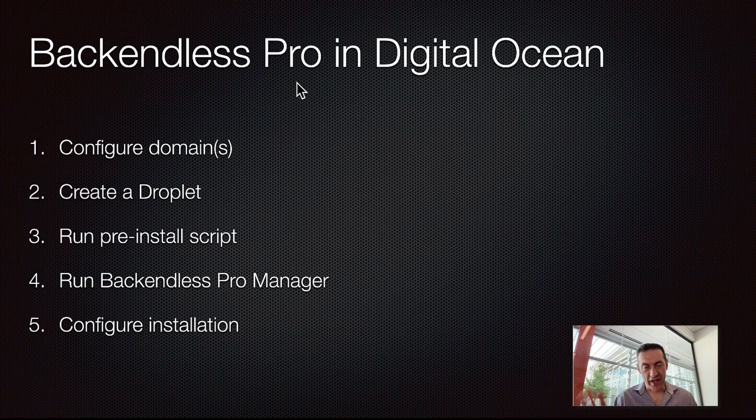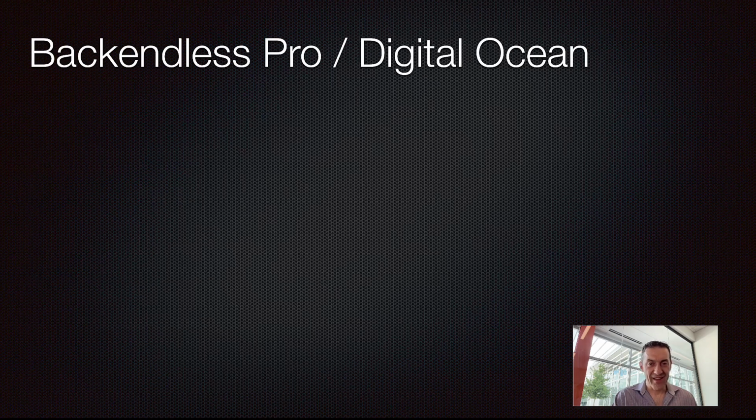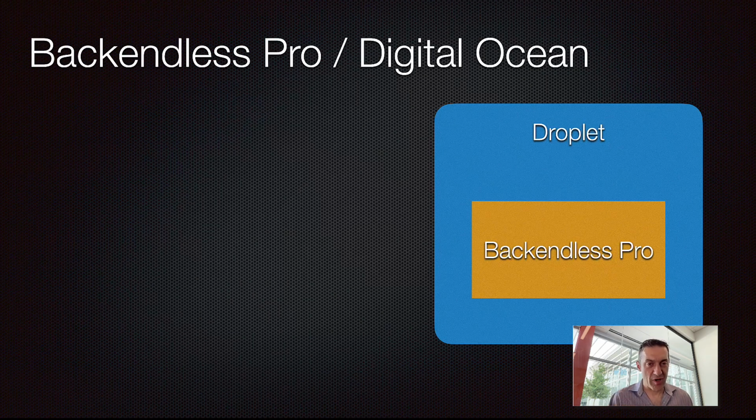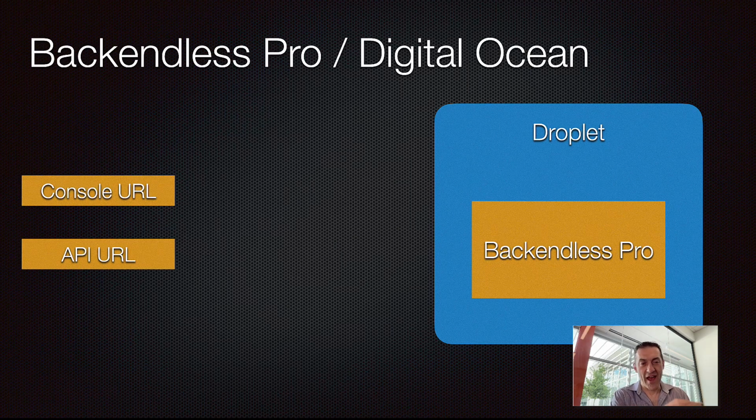Now, just to visualize the overall setup graphically, in DigitalOcean, there's going to be a droplet. Inside of the droplet, there's going to be Backendless Pro. Then you will have the console URL and API URL, or really just the domain names. And it could be the same domain name differentiated with port numbers. So there are several options there.